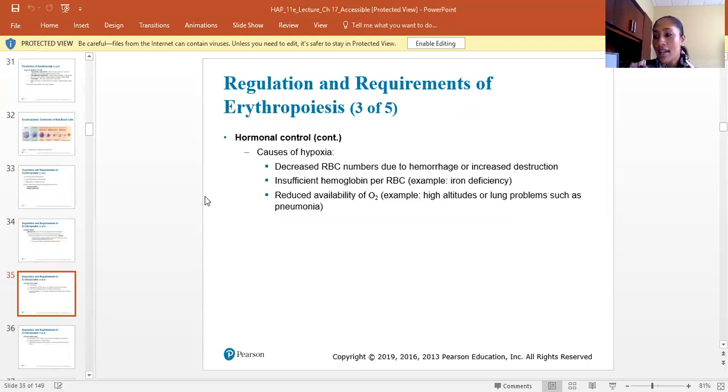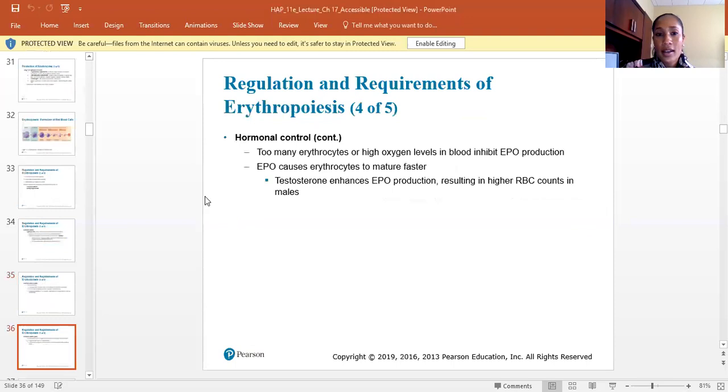Insufficient hemoglobin that's found on red blood cells could trigger hypoxia or be a cause of it, because if we don't have enough hemoglobin molecules, then we don't have enough molecules for oxygen to bind to. And then also the reduced availability of oxygen. So if I am traveling to high areas, I'm in the mountains, I stop breathing, I have pneumonia, respiratory issues, things like that. All of these can be causes of tissue hypoxia.